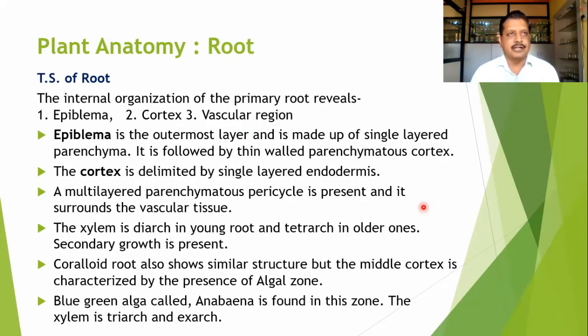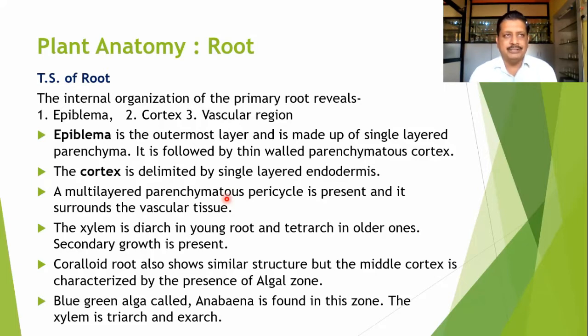When we discuss the transverse section of the root, it can be divided into three zones. The outermost is the epiblema, or we can say epidermis. The second zone is the cortical zone, the cortex, and the third is the conducting zone, that is the vascular region. The epiblema is the outermost layer, made of normally single-layered parenchymatous cells. This is followed by the thin-layered parenchymatous cortex, which is delimited by the single-layered endodermis. The multi-layered parenchymatous pericycle surrounds the vascular tissue inside.